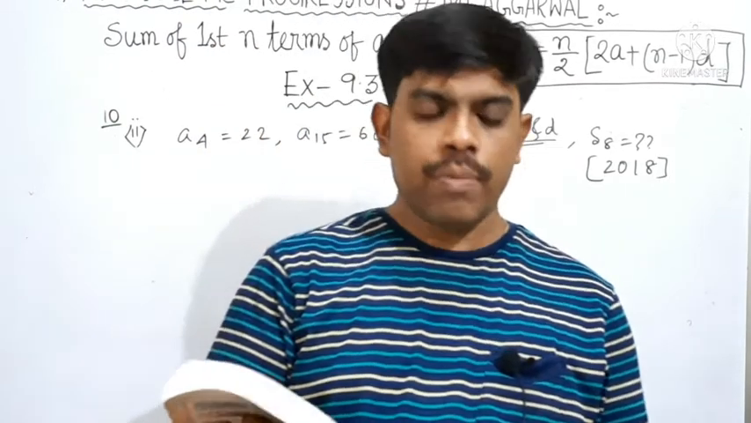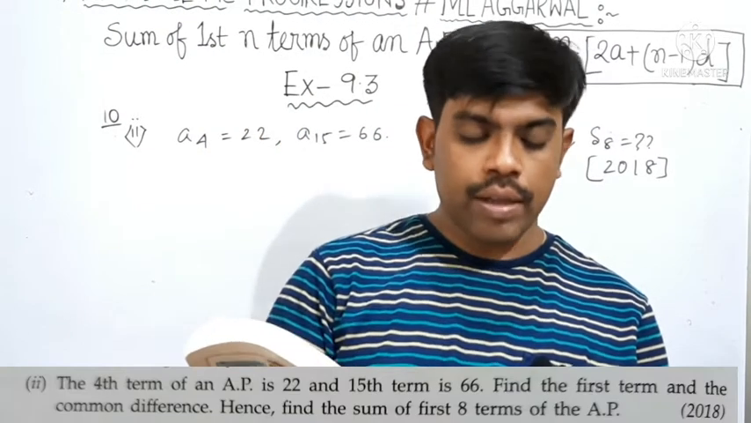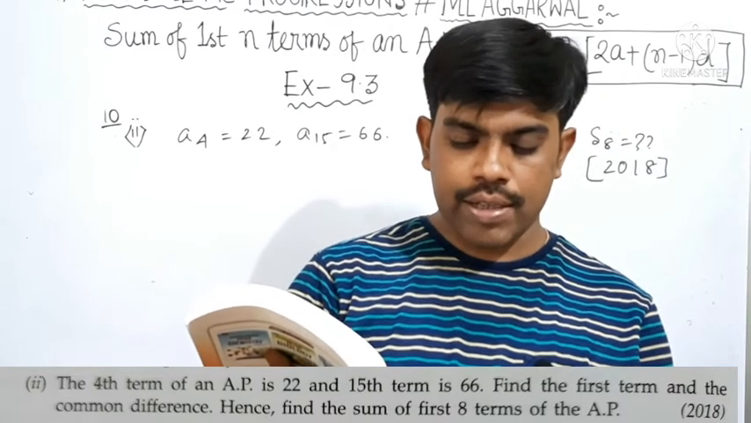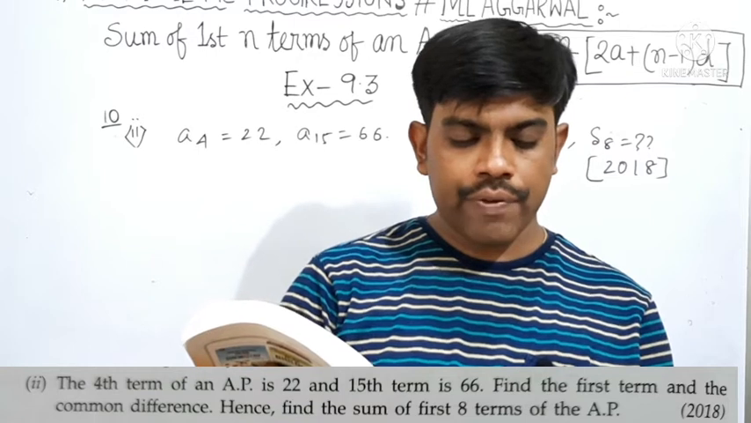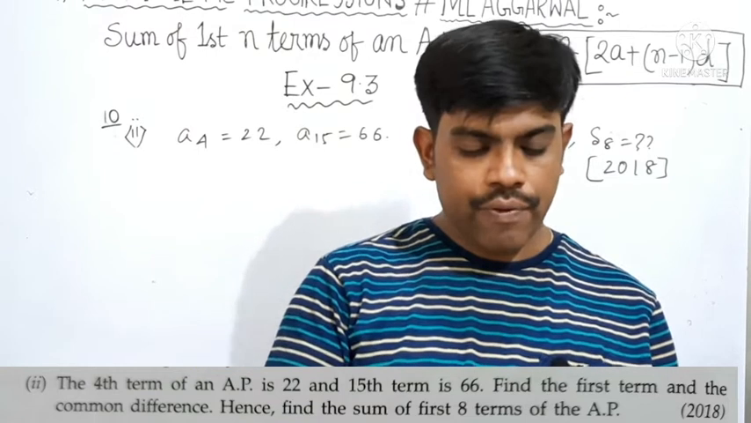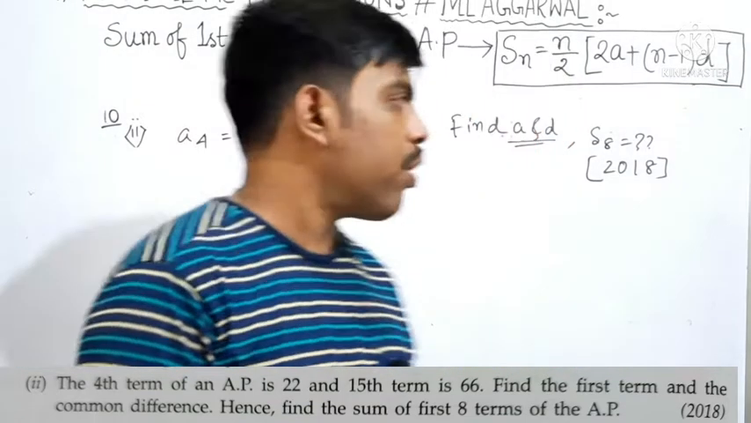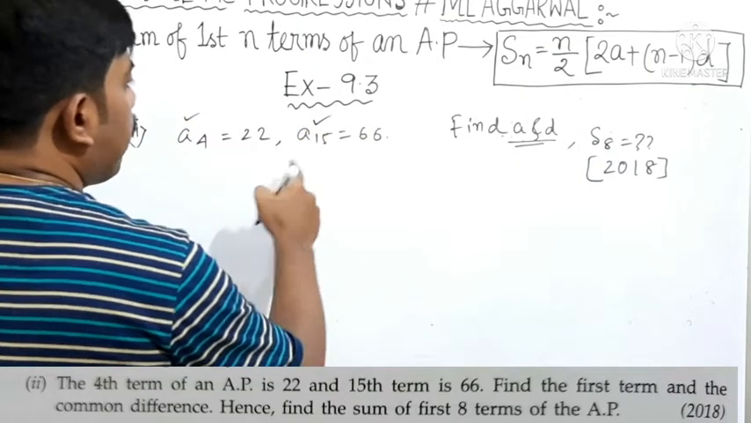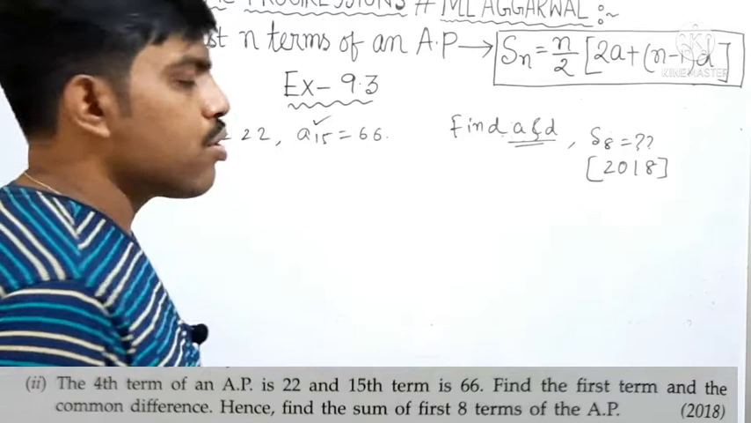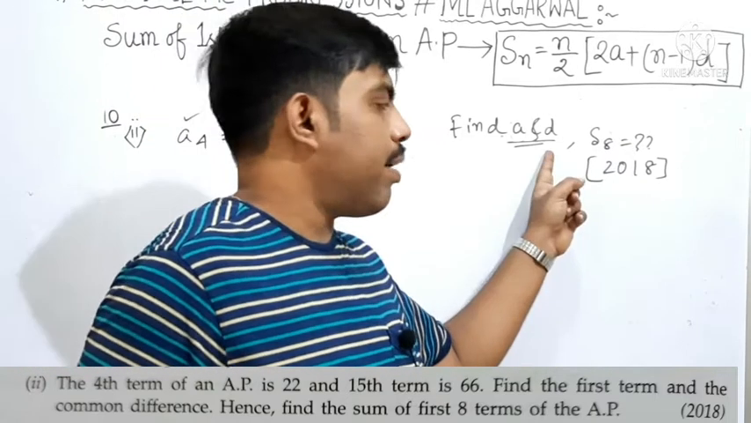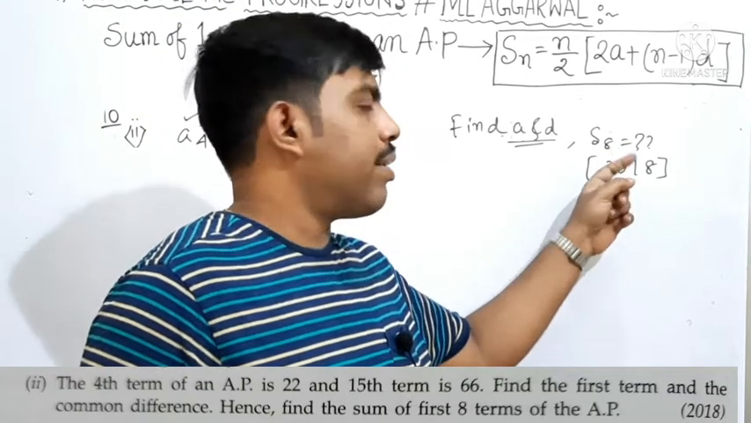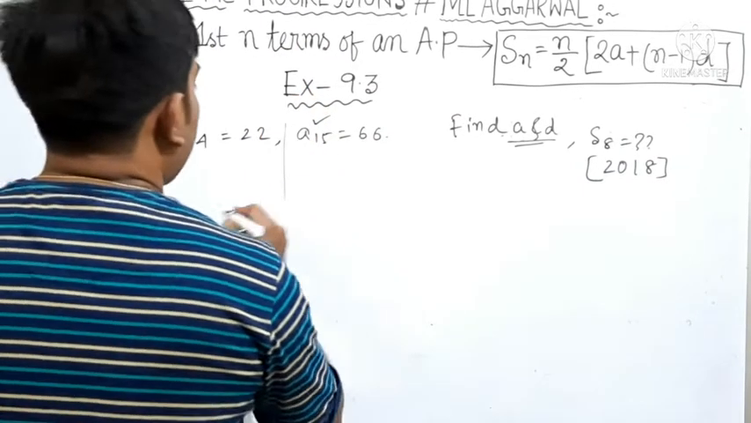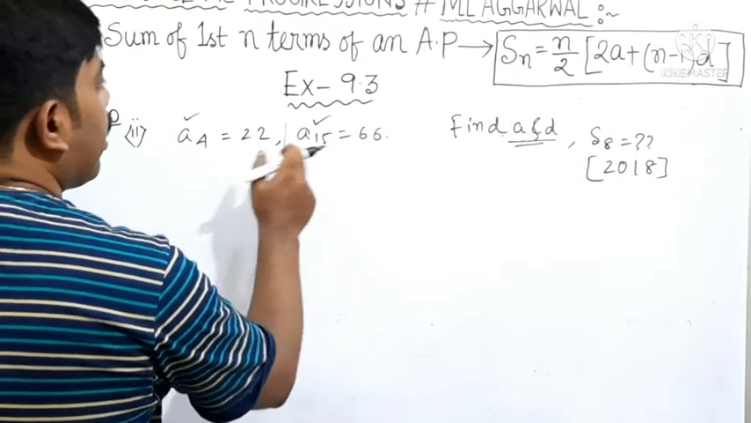Now we will solve problem number 10.2, and the problem is: the fourth term of an AP is 22 and the 15th term is equal to 66. Find the first term and the common difference, hence find the sum of the AP. So here it is given A4 is equal to 22 and A15 is equal to 66. We have to find A and D, and also we have to find S8. So now we will solve this problem. It is a very easy problem. Here A and D are not given.